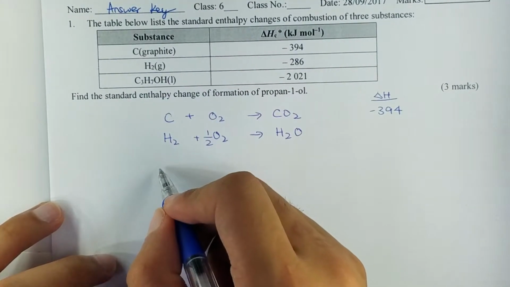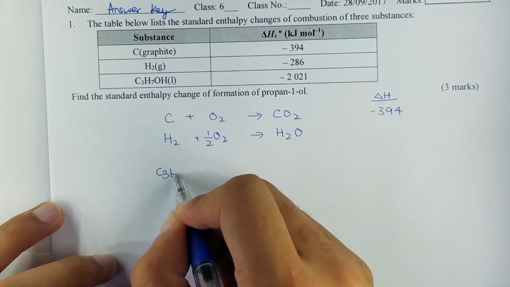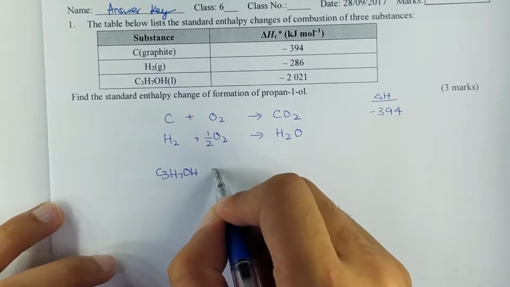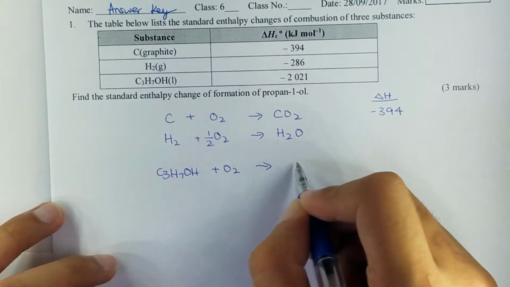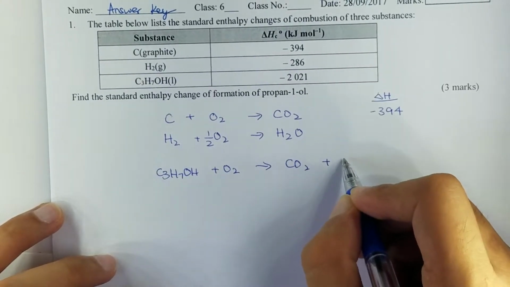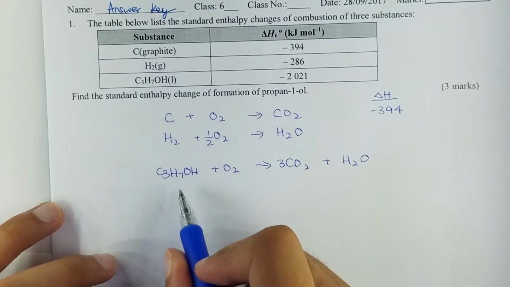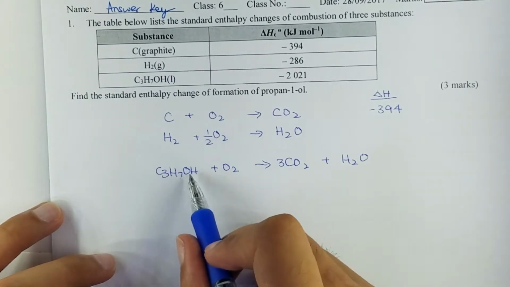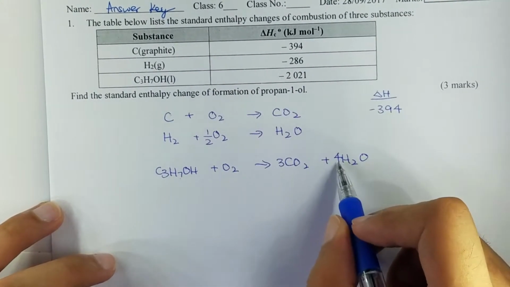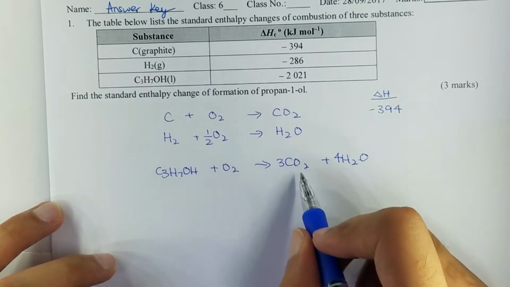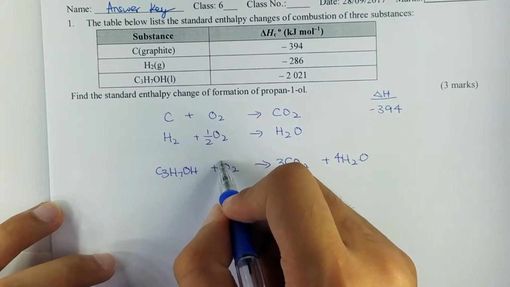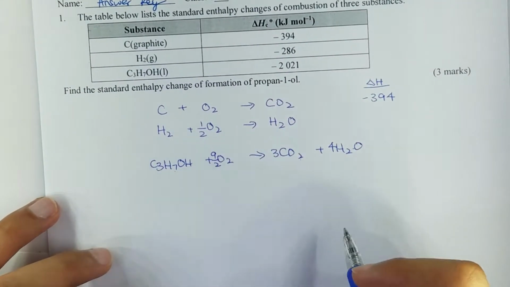Next, finally, we have combustion of propan-1-ol, and then carbon dioxide and water. Again, balance the equation. 3 here, 3. Next will be 7 plus 1, 8, so 4. 4 plus 6, 10. 10 minus 1, 9, so 9/2. Okay.